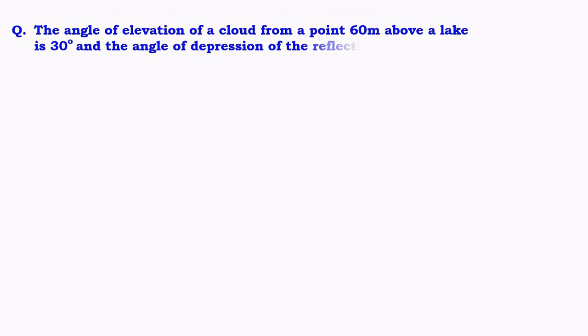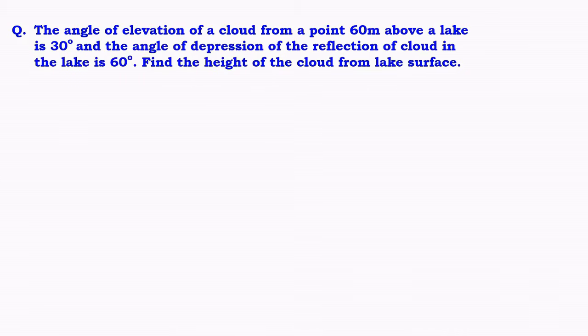Let us first understand the question. The angle of elevation of a cloud from a point 60 meters above a lake is 30 degrees, and the angle of depression of the reflection of the cloud in the lake is 60 degrees. We have to find the height of the cloud from the lake surface.